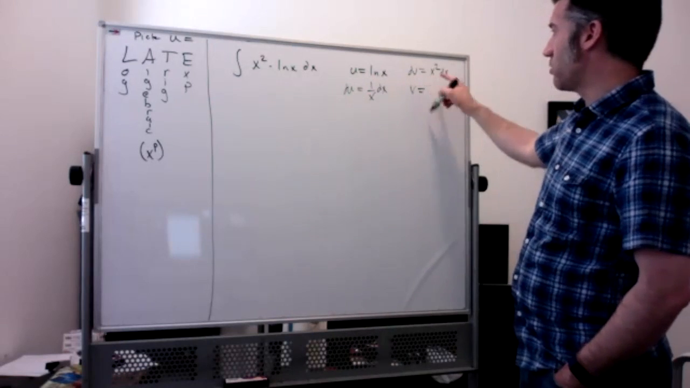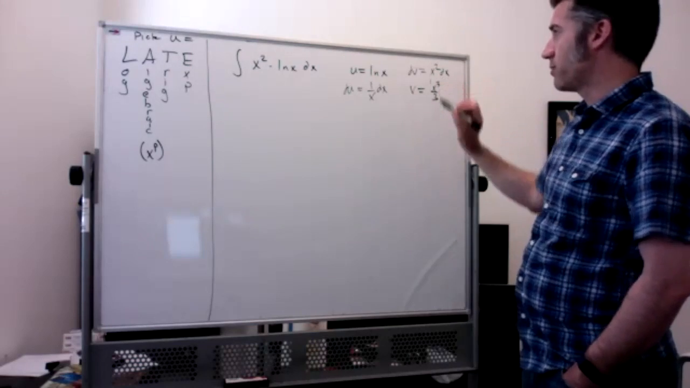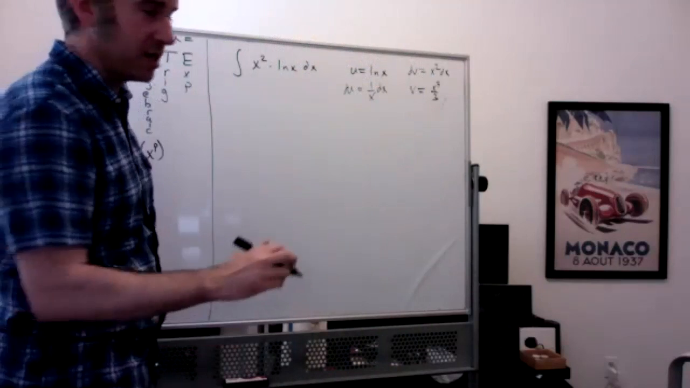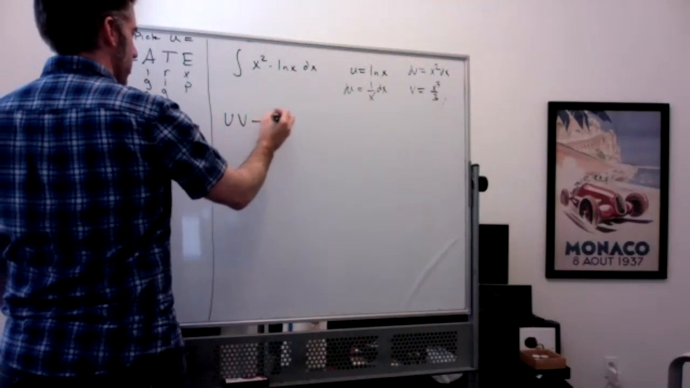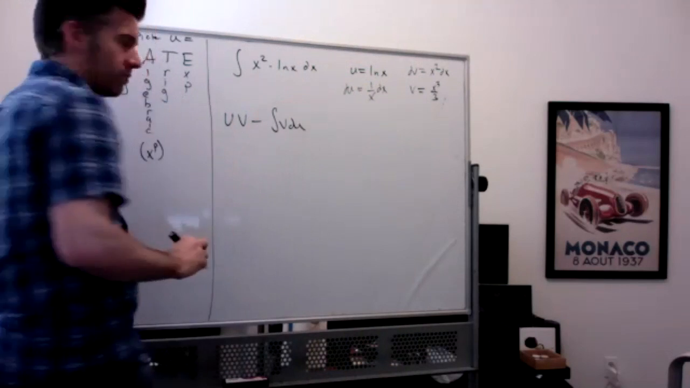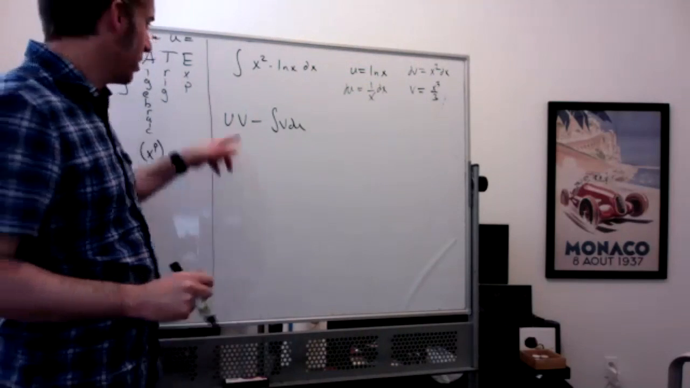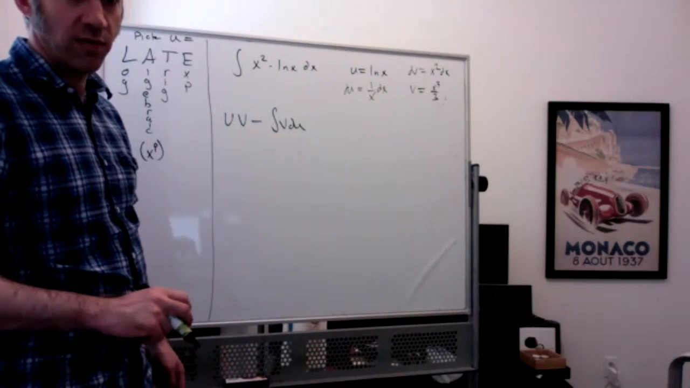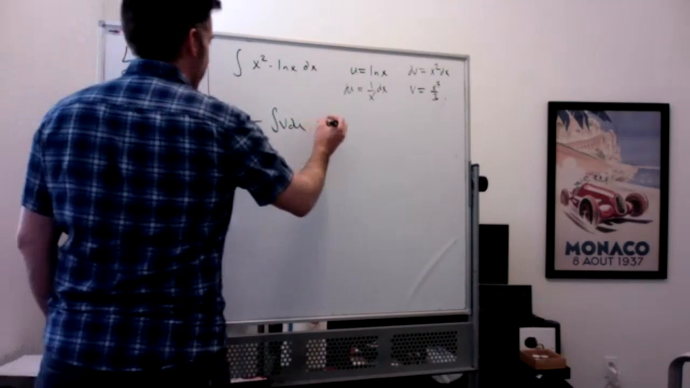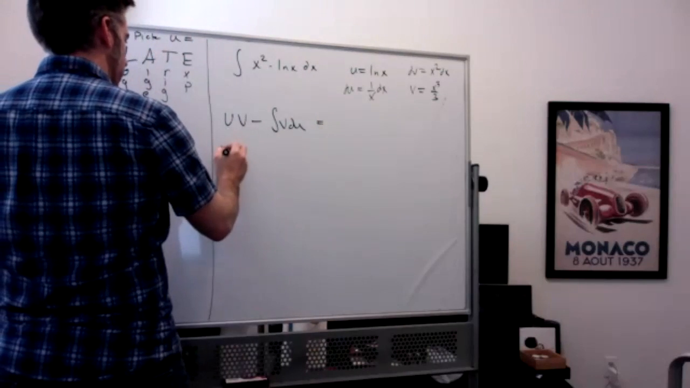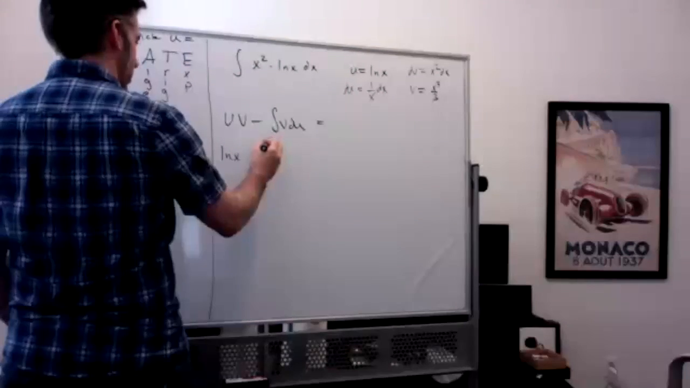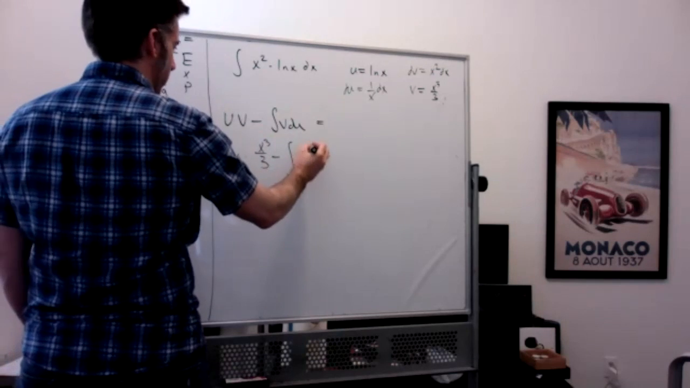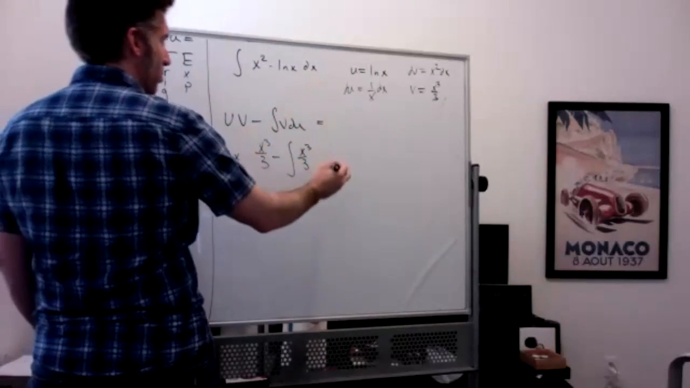v is the antiderivative of x squared, which is x cubed over 3. So then throwing this all into the formula. Oh, by the way, there's a name we call this formula. It's ultraviolet super voodoo. uv minus the integral of v du is the ultraviolet super voodoo. Hopefully you remember that. So in this case, we're going to get u, which is natural log of x, times v, which is x cubed over 3, minus the integral of v, which is x cubed over 3, times du, which is 1 over x dx.